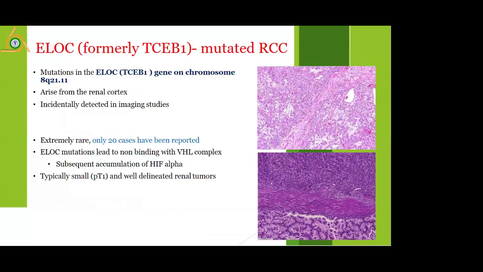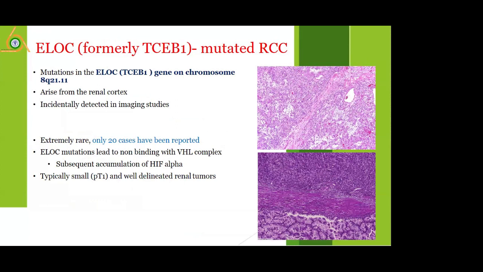So ELOC, formerly TCEB1 mutated RCC, and what is the defining criteria? You will have mutations in the ELOC, which is the TCEB1 gene on chromosome 8. As of now, I think it's been less than 50 cases reported. There are only a few good studies on these kinds of tumors, and most of them probably have been misdiagnosed as clear cell RCC because they have not been picked up.